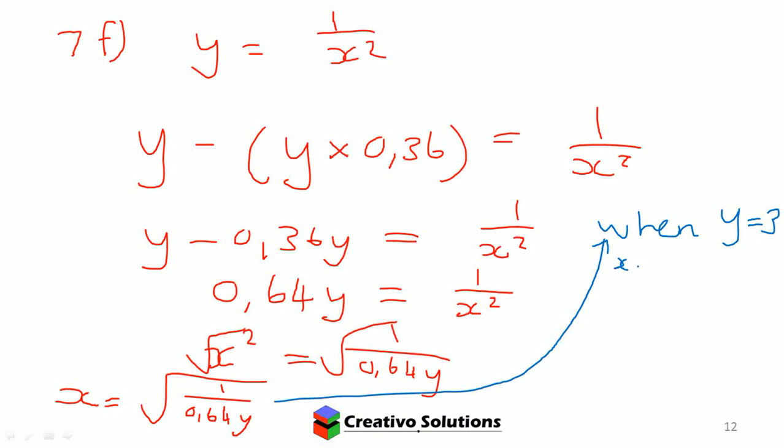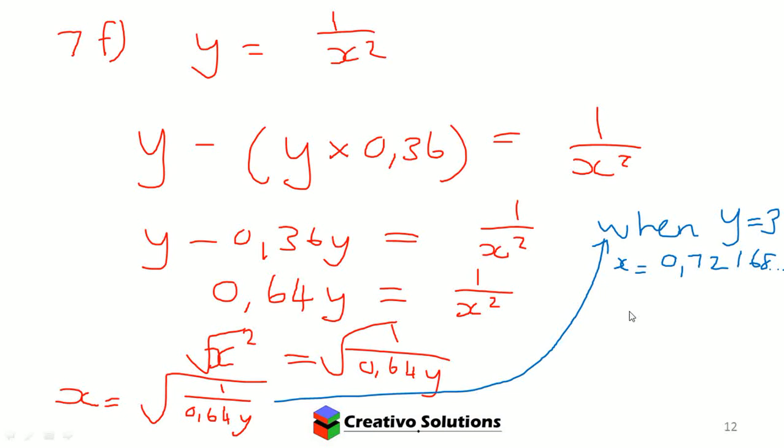Then x is equal to what? Let's check. I'm going to have to type that into my calculator. It's the square root of 1 over 0.64 times y, which I said was 3. I'm getting 0.72168, and that's when y equals 3.